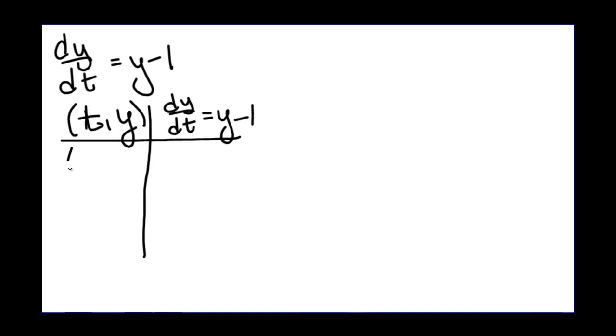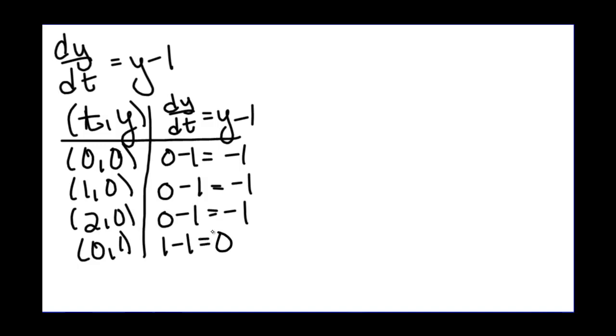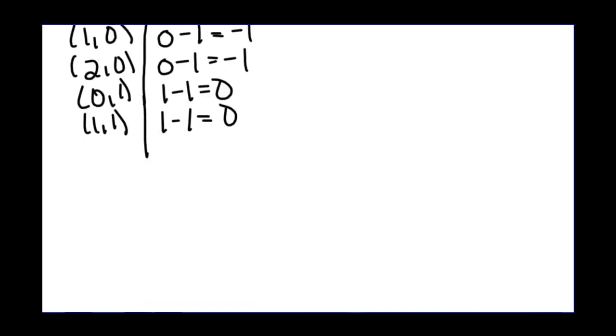So if we were looking at the point 0, 0, well, the y point is 0. So 0 minus 1 equals negative 1. At 1, 0, we have 0 minus 1, which is negative 1. At 2, 0, we have 0 minus 1, which is negative 1. At 0, 1, our y-coordinate is now 1, so 1 minus 1 is 0. At 1, 1, we have 1 minus 1 is 0. At 2, 1, we have 1 minus 1 is 0.